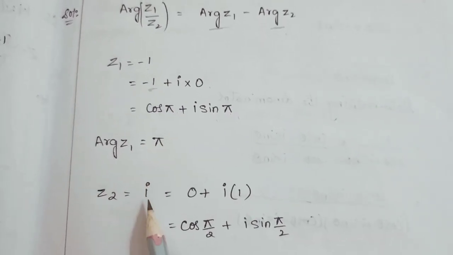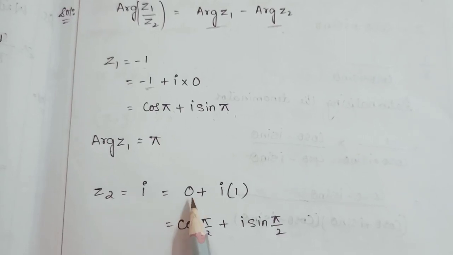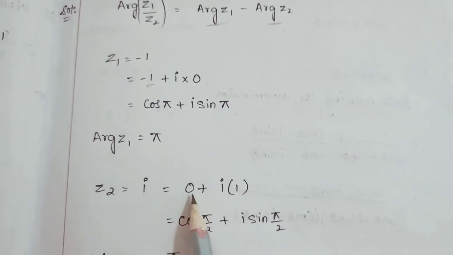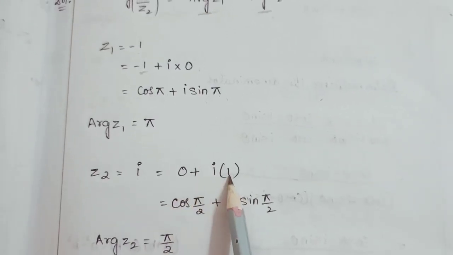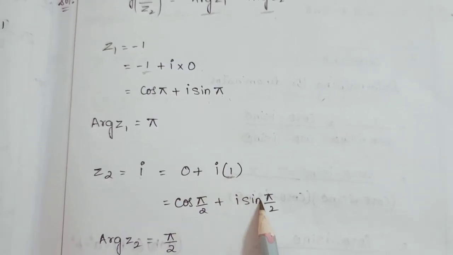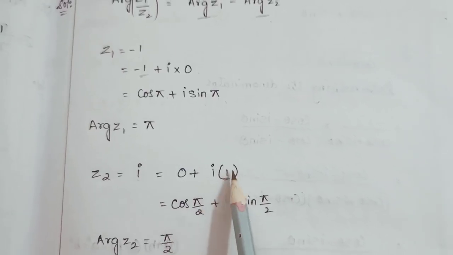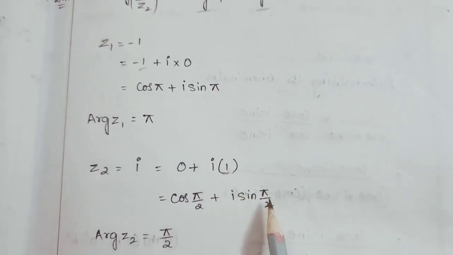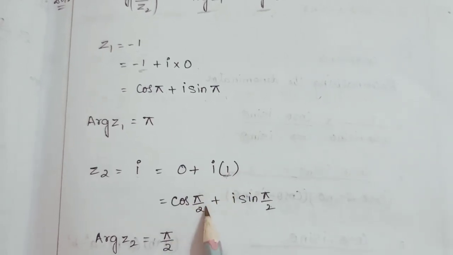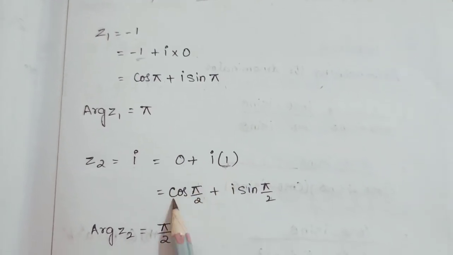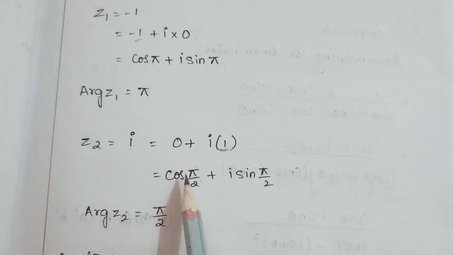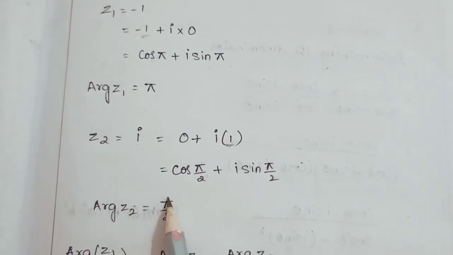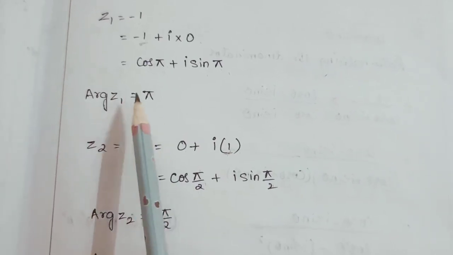Now z2 is equal to i, which is equal to 0 plus i into 1. Imaginary part is given and real part will be 0. So here 1 means, here we have to write sine, here cos. Okay, so sin 90 is 1. Sin pi by 2 is 1 and cos pi by 2 is 0. Cos 90 is 0. So we can write it as cos pi by 2 plus i sin pi by 2. Therefore, arg z2 is equal to pi by 2 and arg z1 is equal to pi.